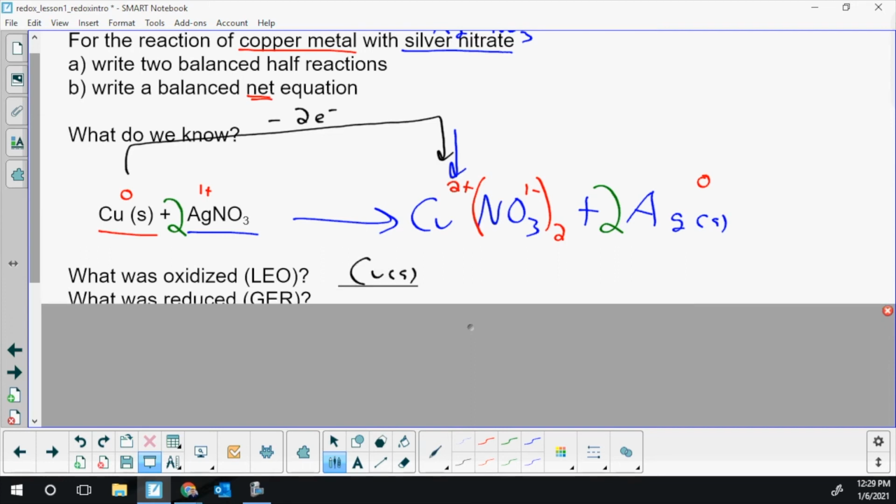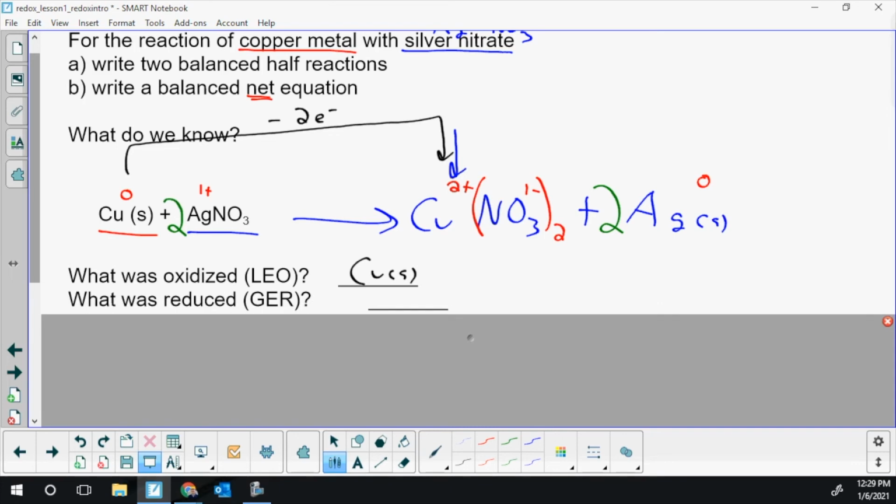Okay, so we're going to have to write a half reaction with just the copper. What was reduced? So that's our GR. What gained electrons? That's going to be our silver. It goes from +1 and it goes down to 0. Okay, it gains 1 electron. Now again, all these numbers are 2 electrons per copper and 1 electron per silver.